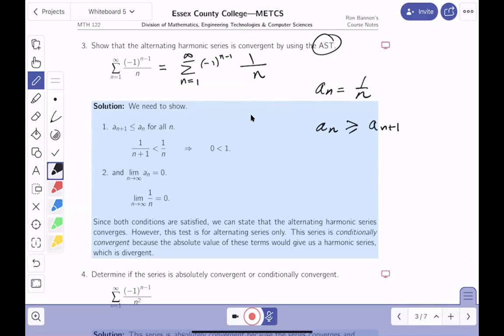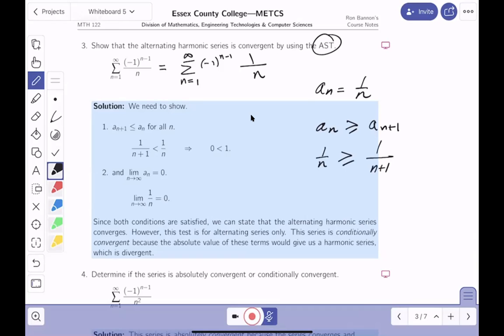In other words, the terms are getting smaller and smaller. Let's see if we can show that down here. So let's put this over here. Maybe I shouldn't say smaller, but not increasing. So what's this? It's 1 over N. I need to show this is at least 1 over N plus 1.